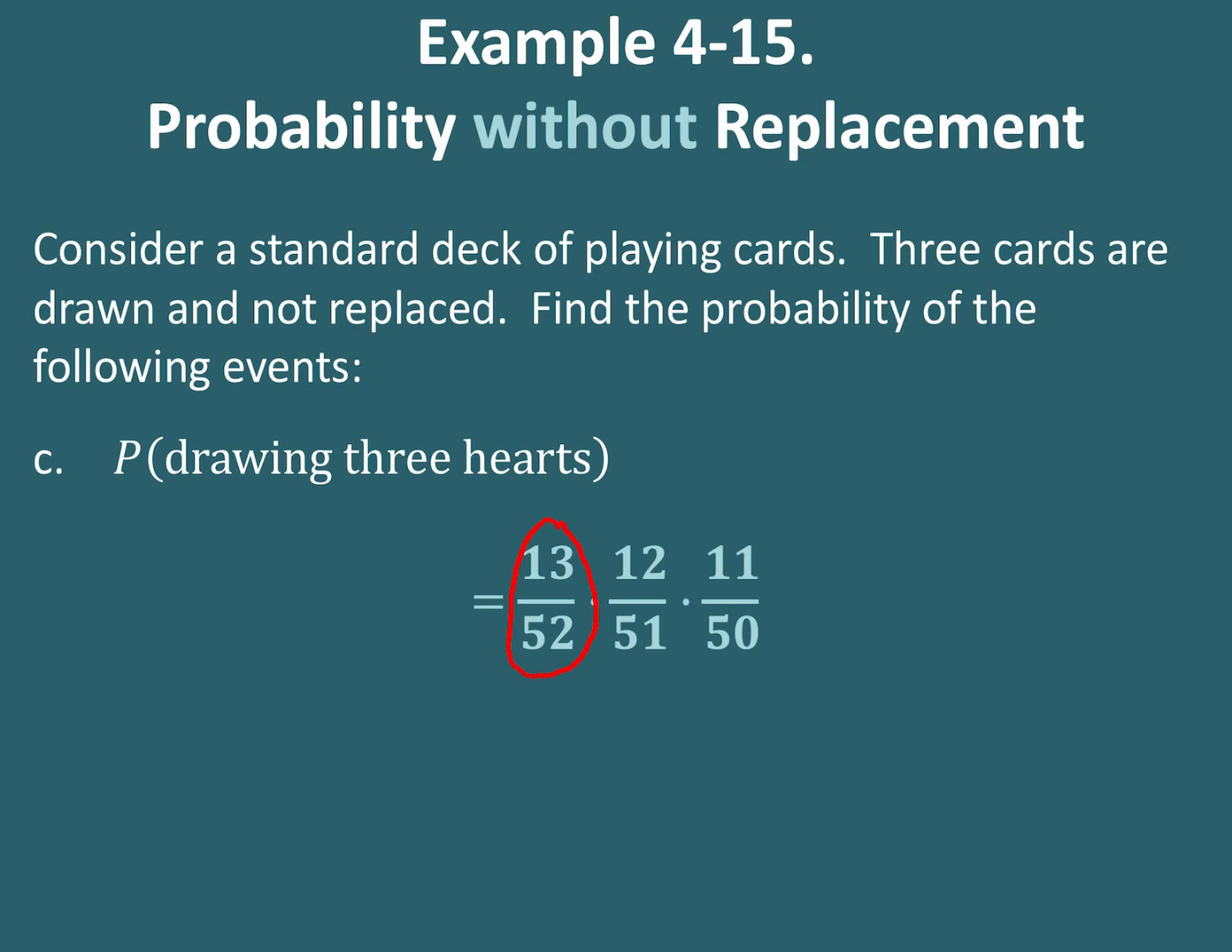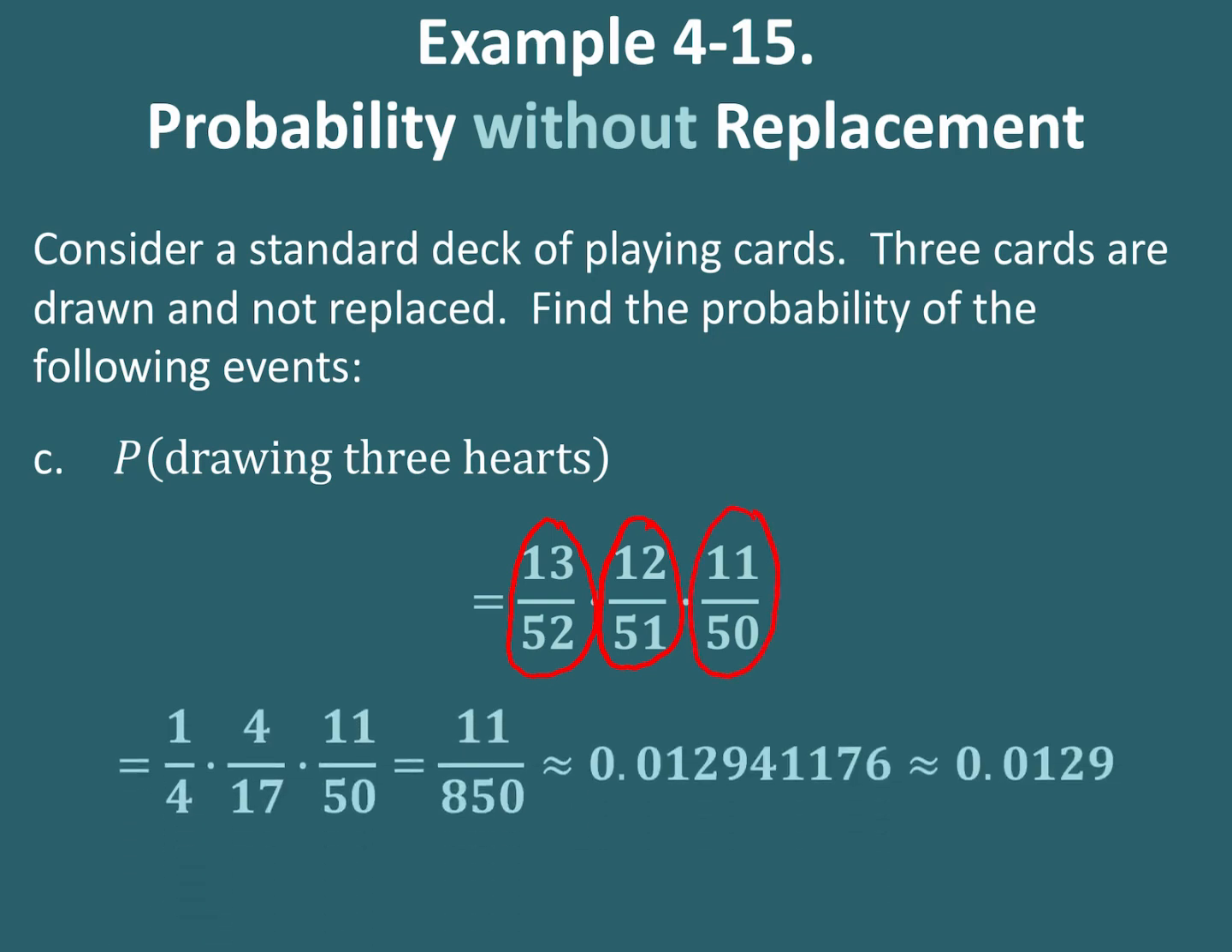Taking out the first heart means we have 12 hearts left now out of 51 cards. And finally, we have 11 cards left that are hearts out of 50. Reducing, multiplying, and evaluating gives us 0.0129.